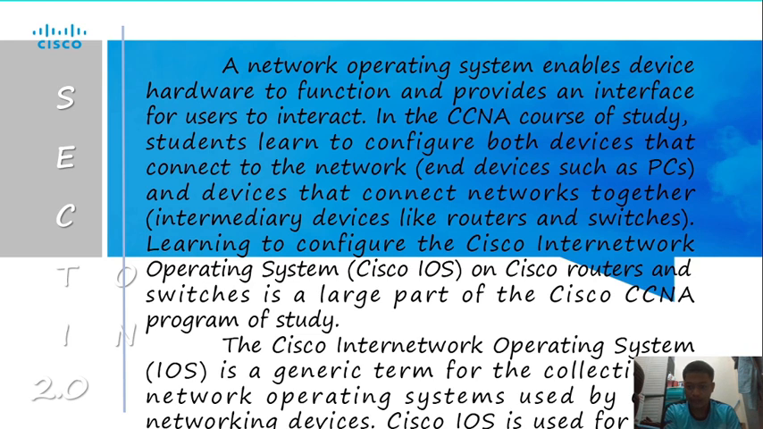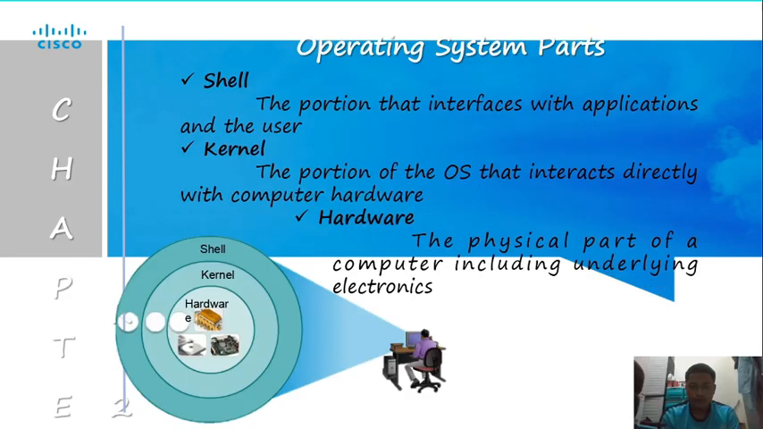In the CCNA course of study, students learn to configure both devices that connect to the network and devices that connect the network together, so intermediary devices like routers and switches. Learning to configure the Cisco Internetwork Operating System, Cisco IOS, on Cisco routers and switches is a large part of the Cisco CCNA program of study. The Cisco Internetwork Operating System is a generic term for the collection of network operating systems used by Cisco networking devices. Cisco IOS is used for most.